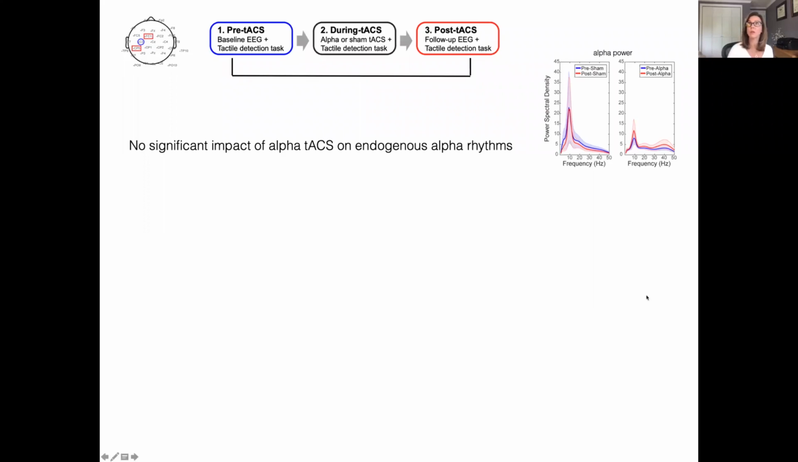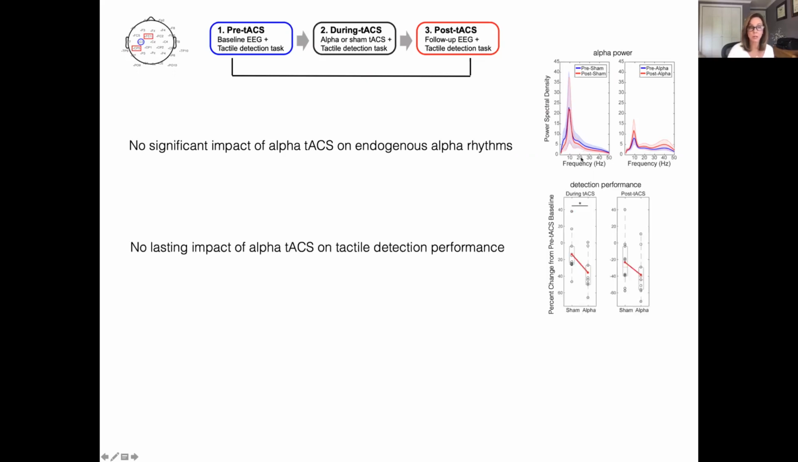And so here I'm showing you alpha power in the sham and alpha stimulation condition pre compared to post. And in fact, there's no difference in the alpha oscillation. Next, we looked at perception, and we also didn't find a lasting impact of alpha frequency stimulation on tactile detection performance. And so here again, I'm showing you the percent change in perception from the baseline pre-tACS condition in the sham and the alpha condition.